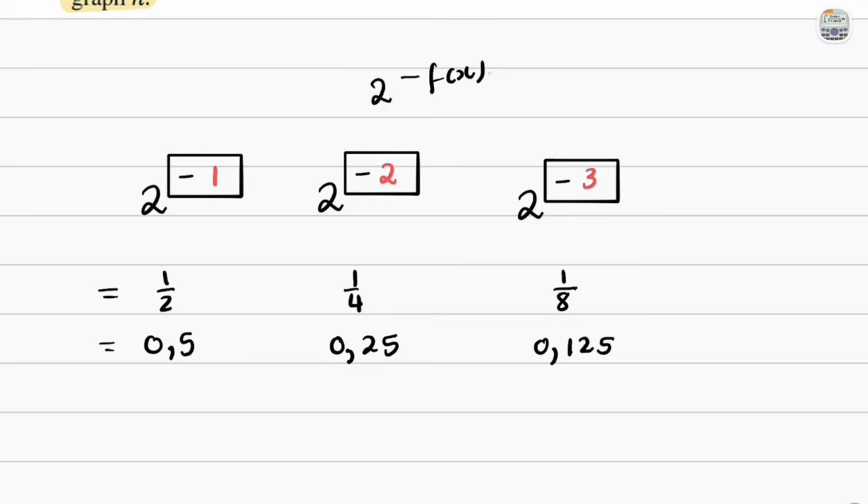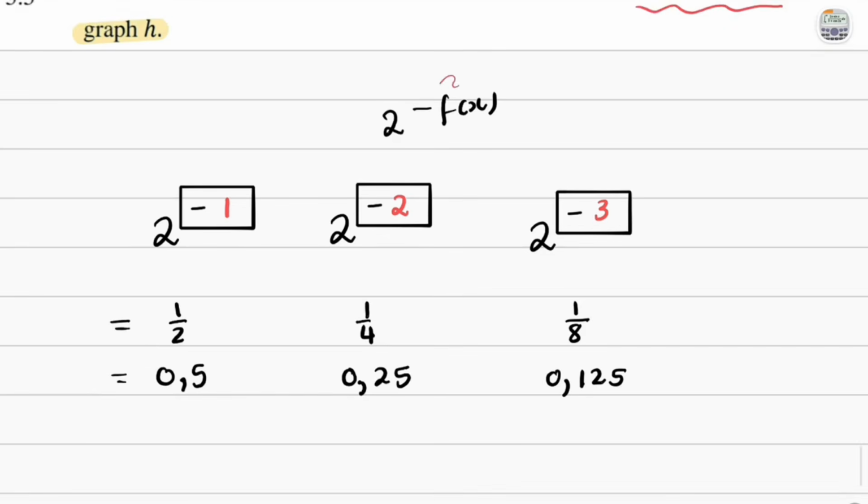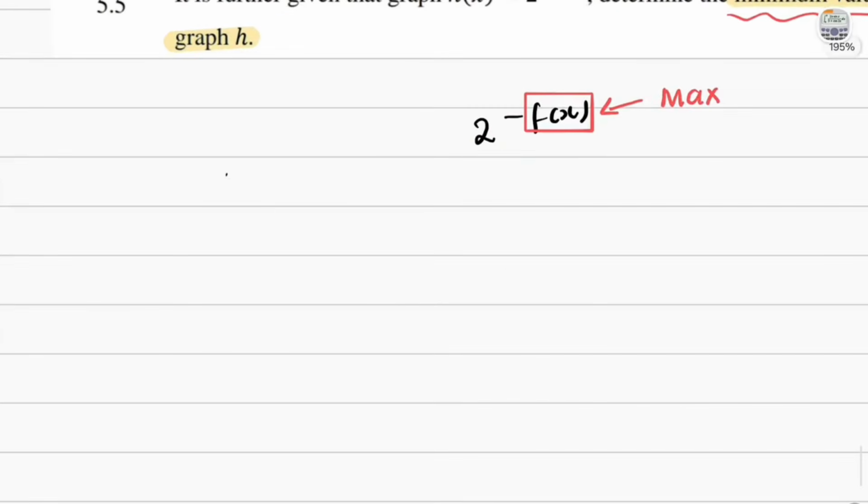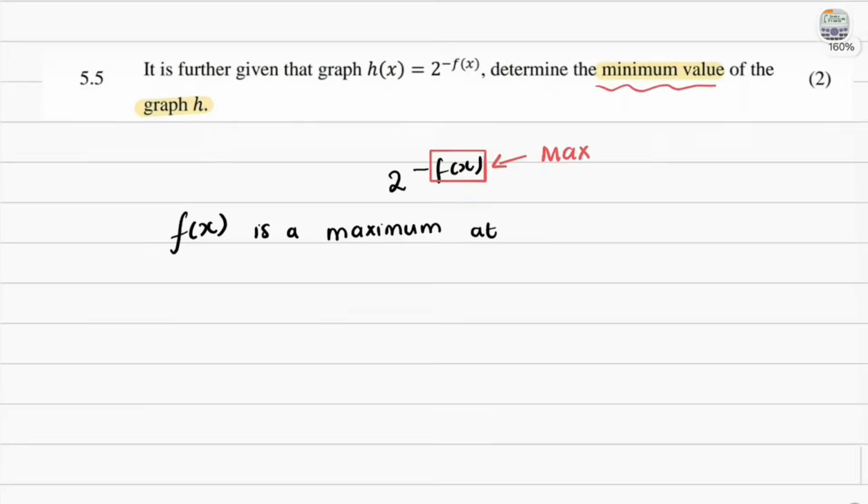Okay, so it means that we need to ensure that this value of f of x is at the highest possible y value it can be. In other words, f of x needs to be at a maximum. So if we can find that maximum value of f of x, that will ensure that this is going to be the smallest value it can possibly be, this expression of h of x, 2 to the power of negative f of x. Okay, so we need to find that maximum.